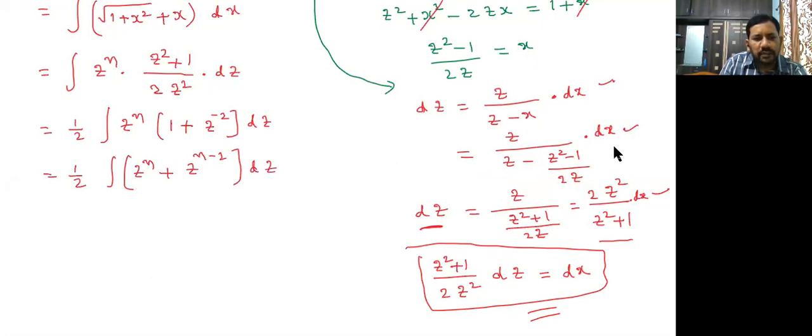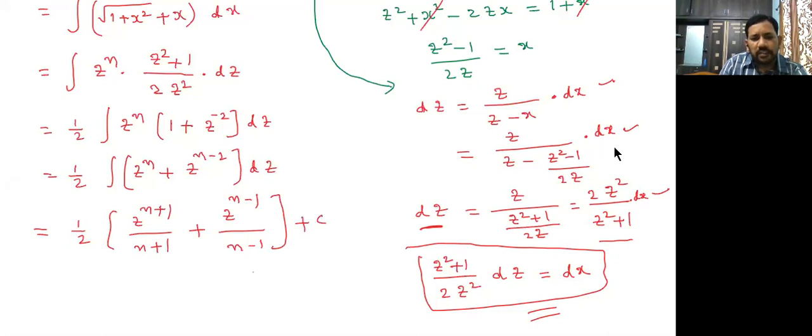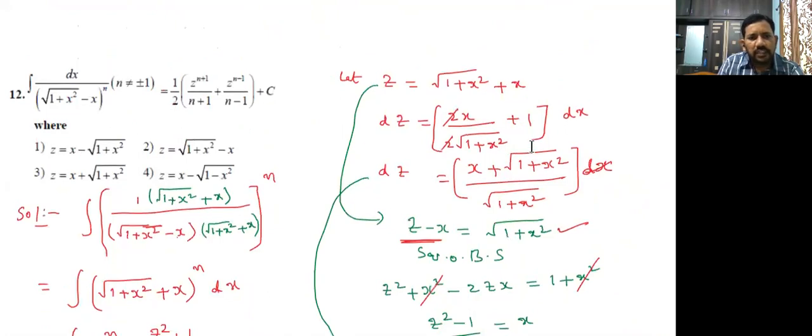Apply the integration: 1 by 2 into z power n integration, z power n plus 1 by n plus 1, plus z power n minus 2 derivative, z power n minus 2 plus 1, that is n minus 1 divided by n minus 1, plus c. This is the answer. See the answer already given in the question.